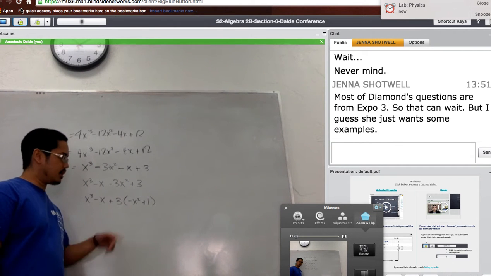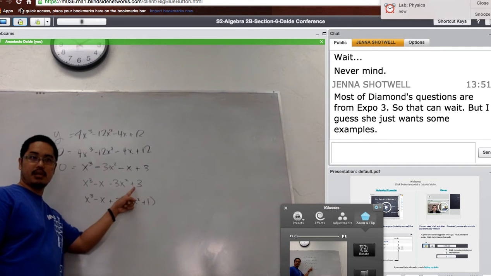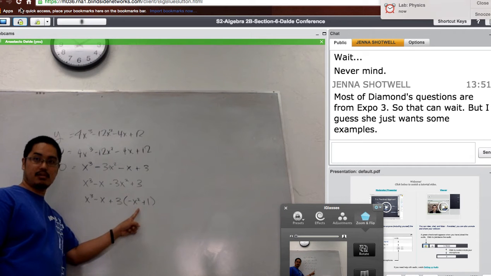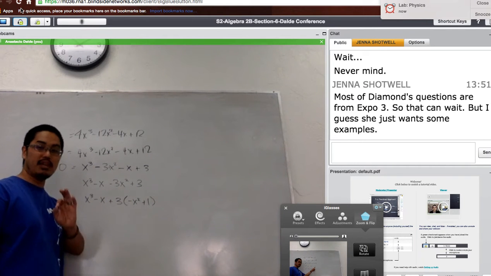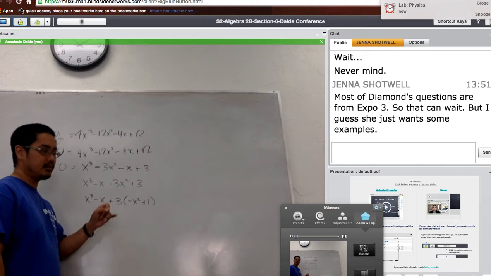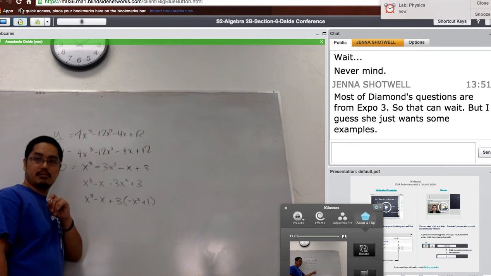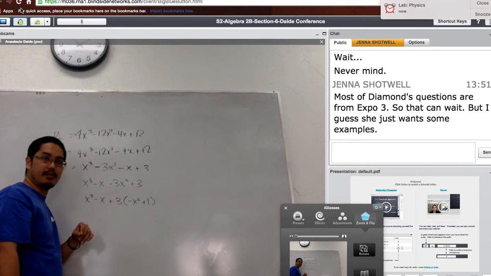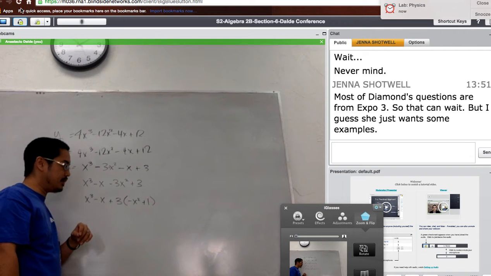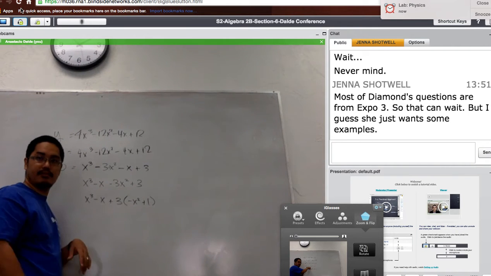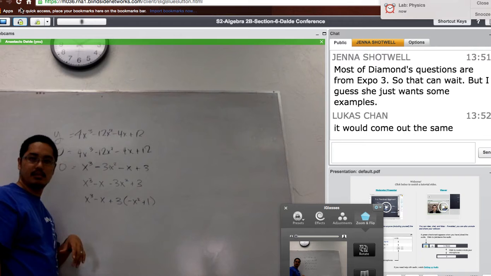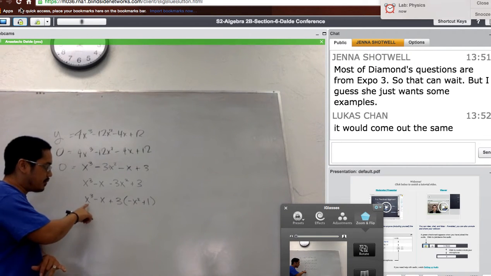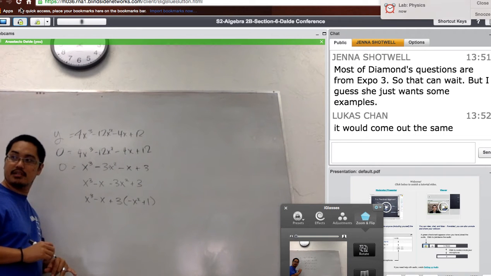But I just pulled a 3 out of here. And a 3 out of here. Pulling a 3 out of here makes it negative x squared. By pulling a 3, I mean dividing by 3. That makes it 1. If I were to distribute this 3 back in, it would be the same thing as right above. Cool? I'm thinking that I could pull an x out of both of these.